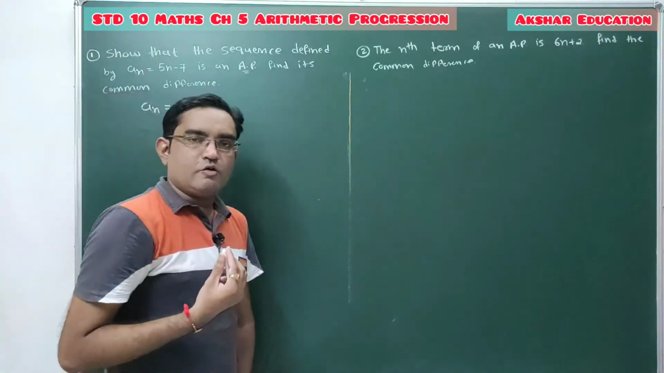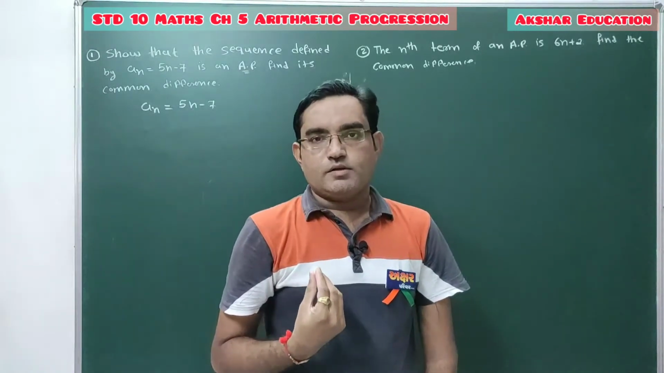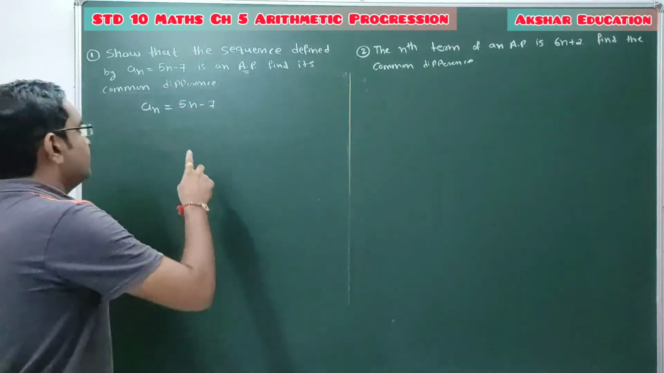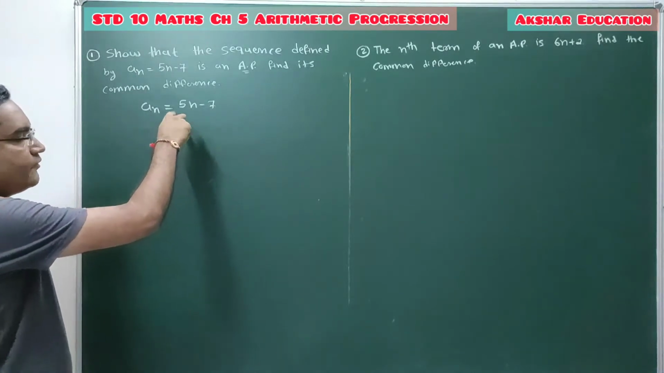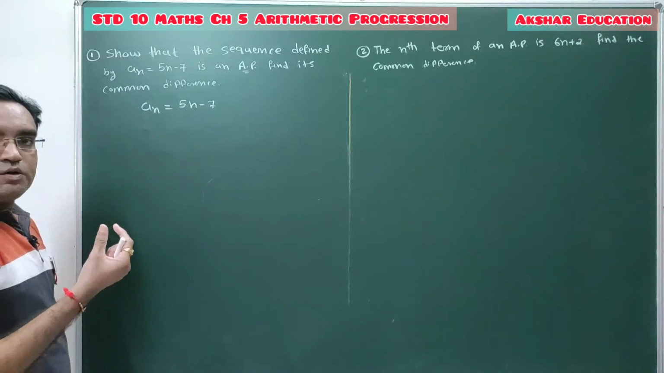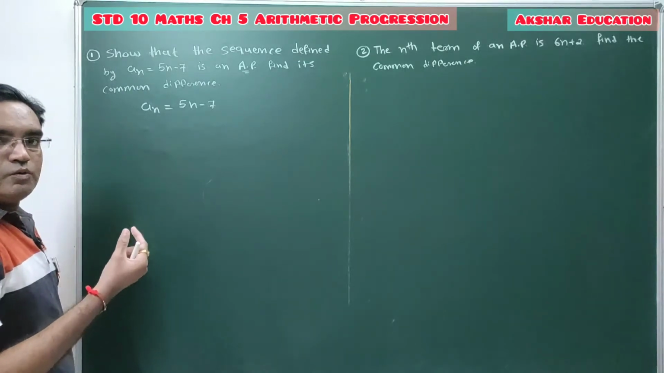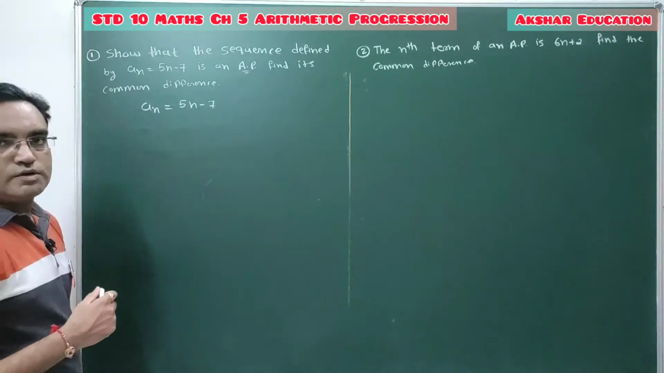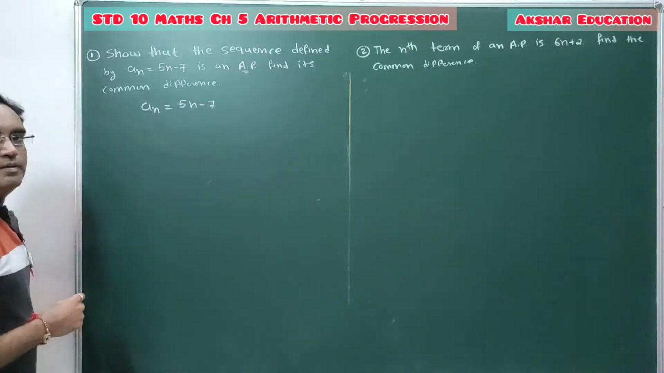So what is the definition of arithmetic progression? An arithmetic progression is a sequence in which the next term is obtained by adding a fixed number to its previous term. That means the difference between two successive terms is always constant. Then we can say that the given sequence is an arithmetic progression.